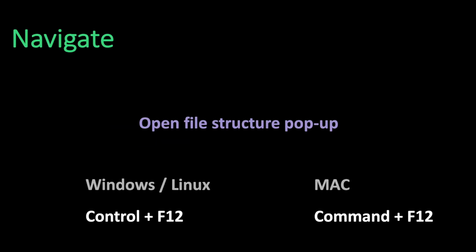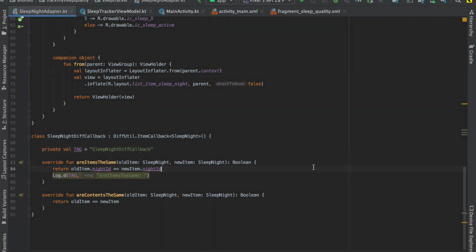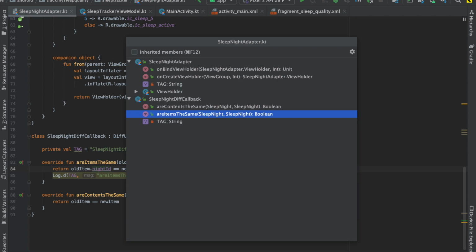The next one is open the file structure pop-up. This is a pretty useful command, and I believe everybody should be using it while developing their applications, no matter what IDE. Every IDE gives you these kinds of options. In Android Studio, you can use the Command F12 shortcut to check the file structure.